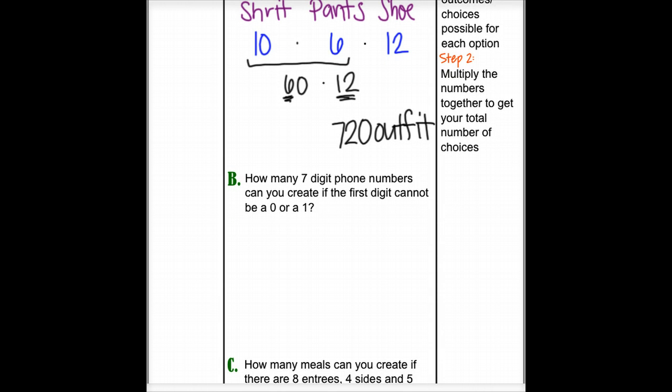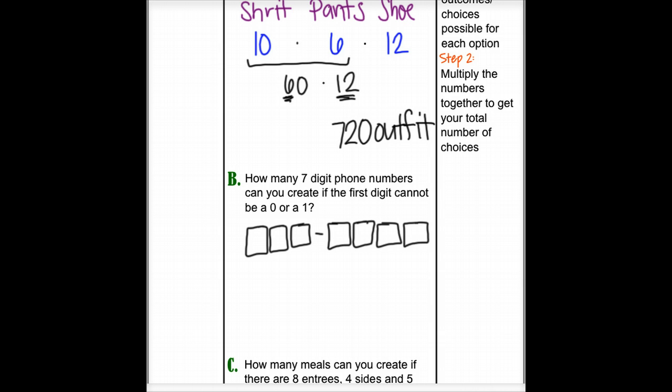How many 7-digit phone numbers can you create if the first digit cannot be a 0 or a 1? So now the easiest way to do this is to say, I've got a 7-digit phone number. You write a 7-digit phone number as 3 numbers dash 4 numbers. So I make out my spaces, and I say, well, how many different options? Now, typically, a digit could be anything from 0 to 9, which is 10 options.